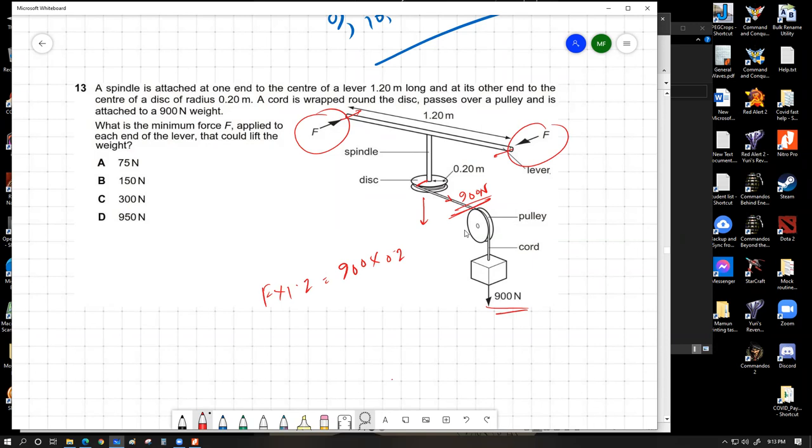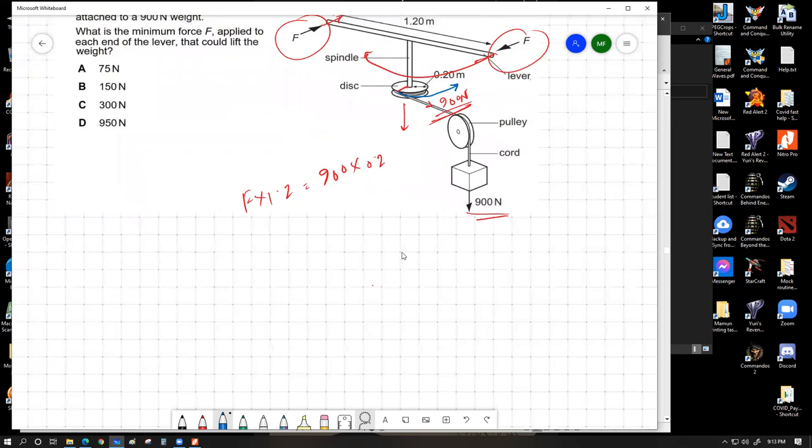Sir, I did not understand how we obtain this equation, sir. We are trying to balance the clockwise moment produced by the couple, which comes from the F, with the anti-clockwise moment produced by the 900 newton on the spindle, on the disc. I mean, shouldn't the distances be same? Like, can we just consider 0.2 meter? I mean, it's just connected to the disc, sir. Yes, we can only consider 0.2.